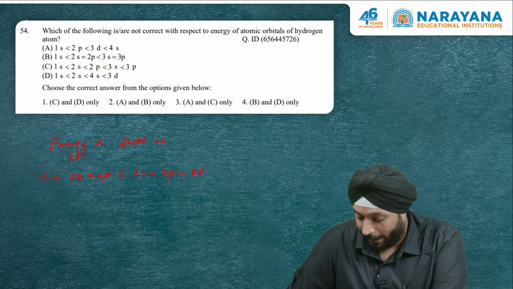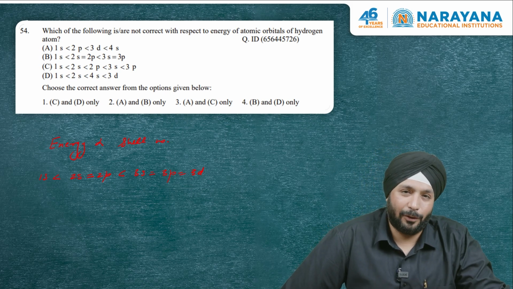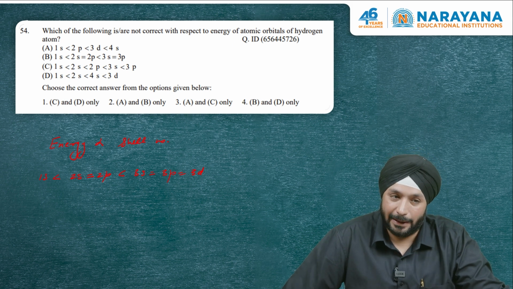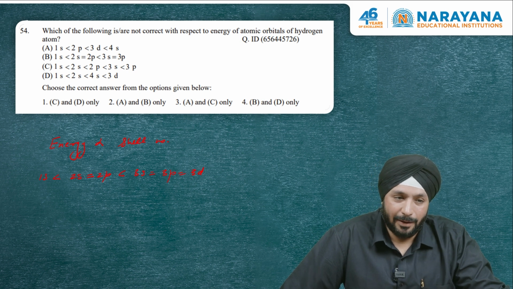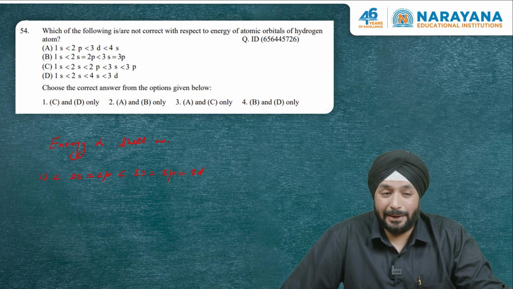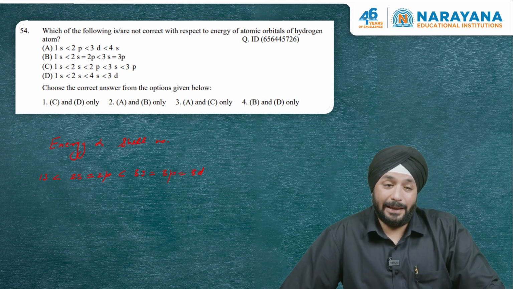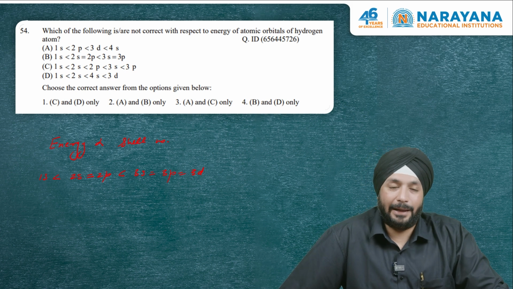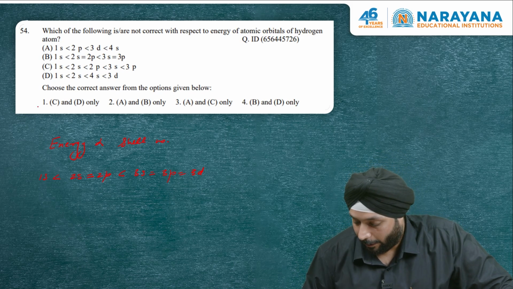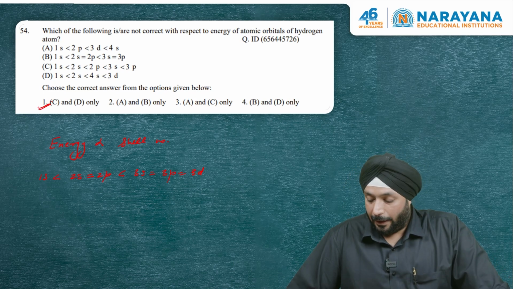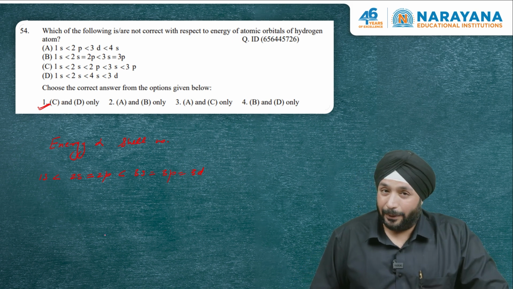Now option A, 1s is less than 2p, is less than 3d, is less than 4s. That is correct because obviously shell number is increasing, so energy should increase. Option B, 1s is less than 2s is equal to 2p, is less than 3s, is also correct. Now option C, 1s is less than 2s is less than 2p should be equal to 2p, and option D, 1s is less than 2s is less than 3s, 4s, and 4s should be greater than 3d. So options C and D are not correct. That is why the correct option should be 1, that is C and D, right? Hope you understood this part, and please read the question properly.